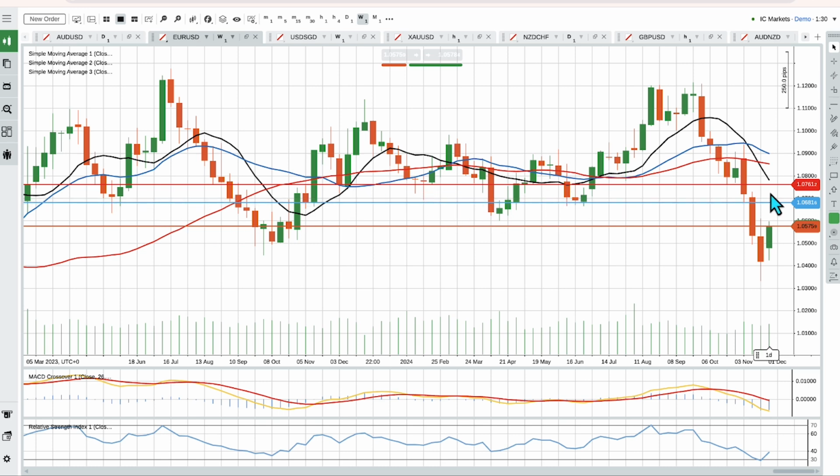So what I'm looking for, for higher time frame potential trading opportunities, is for a bit more of a release of this very strong selling pressure, for the market to pull back in around these levels, and then for any signs that the sellers are coming back into the market.